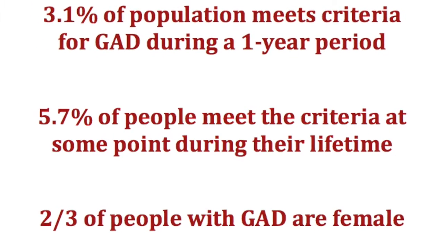Here are some statistics for generalized anxiety disorder. 3.1% of the population meets the criteria for GAD during a 1-year period. 5.7% of people meet the criteria for GAD at some point during their lifetime. 2/3 of people with GAD are female, but this may be only true for developed countries. GAD is associated with an earlier and more gradual onset than other anxiety disorders. The median age of onset is 31. Generalized anxiety disorder follows a chronic course, which means it reoccurs, characterized by waxing and waning symptoms.